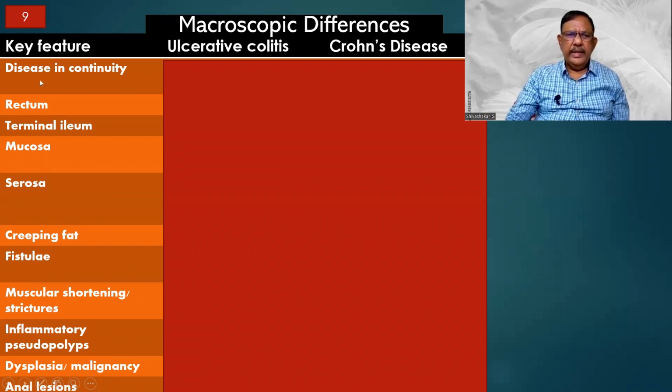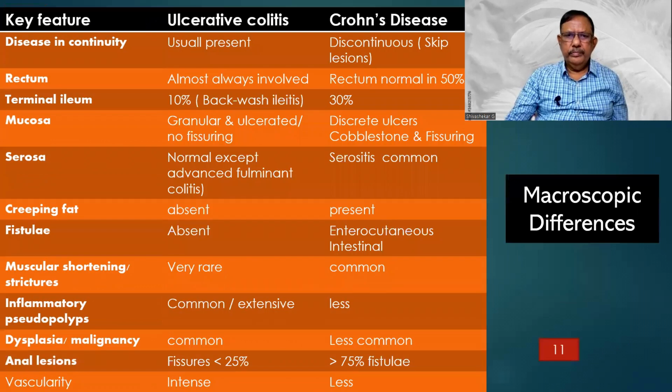What is the criteria? Is the disease in continuity, rectum involved, terminal ileum? What about the mucosa, serosa, creeping fat, fistula, and so on and so forth? This you people shall memorize. Always in a column like this, try to memorize the left column, and the others shall fall in place, provided we have read it. And invariably you would have read, you would have taken classes, you would have revised and narrated. I'll tell you the secret of handling the recent advances in my next class.